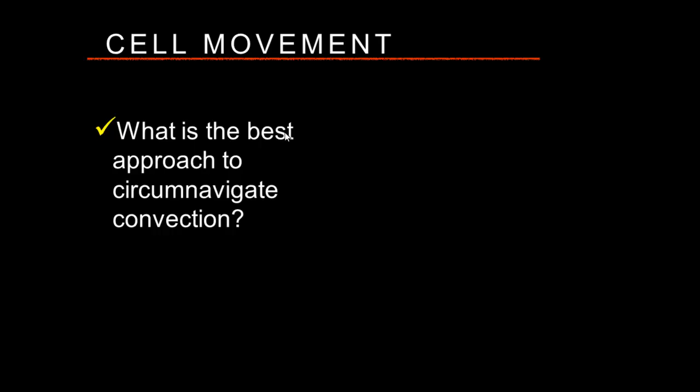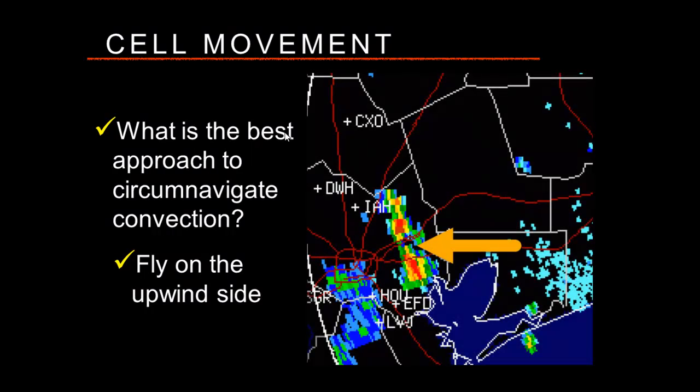So what's the best approach to circumnavigate convection? Well, I always like to fly on the upwind side of the cell. That's where it's usually a lot more stable. So here's an example from an instrument flight that I was taking with a student. We were coming from New Orleans, headed back into West Houston Airport.